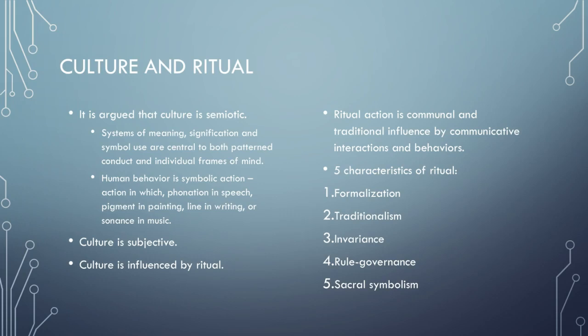So there are 5 characteristics of ritual that shape culture. This is formalization, meaning the formalization of particular tasks and processes within communication and interaction. Traditionalism, a specific way of doing things over a period of time. Invariance, rule governance, and sacramental symbolism. So when we look at that, it's important to see how that relates to organizations and how we're going to extend that conversation in many different ways.